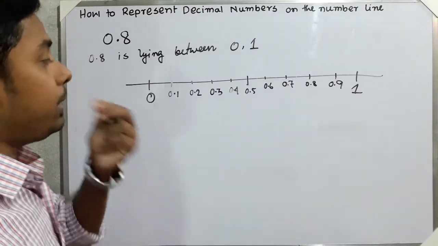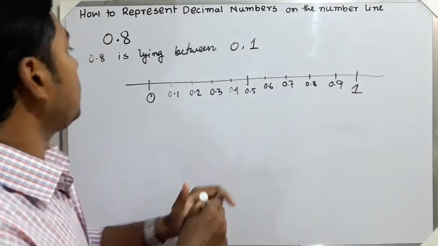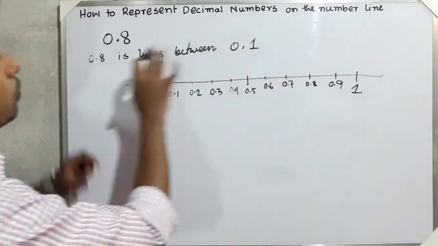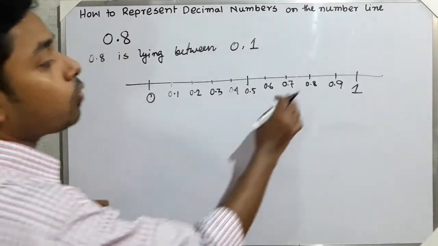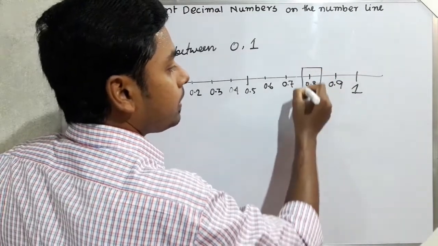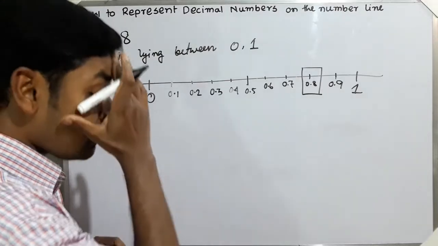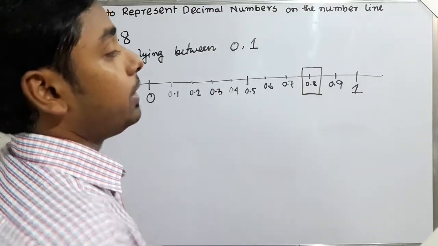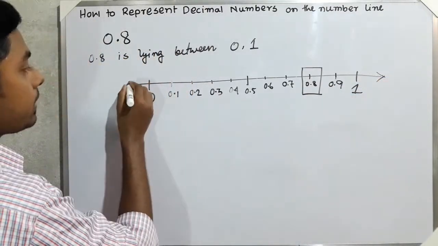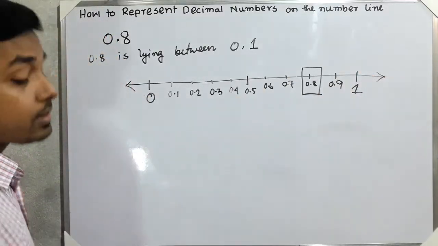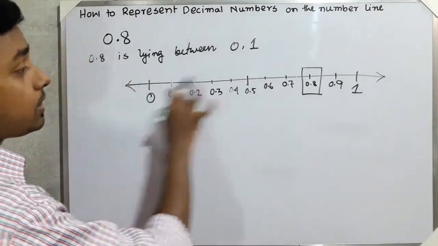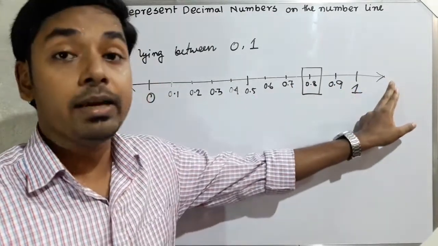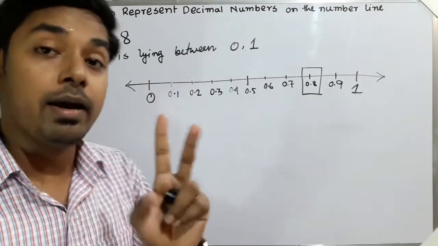So not only for 0.8. Okay, let me complete it first. Now we have to represent 0.8. Now where is 0.8? Here. So this is 0.8, and this is the representation of 0.8 on the number line. You have to take the arrow sign like this. This is necessary because this number line does not have a starting point or an ending point, so you have to take the arrow sign. It is mandatory to take.